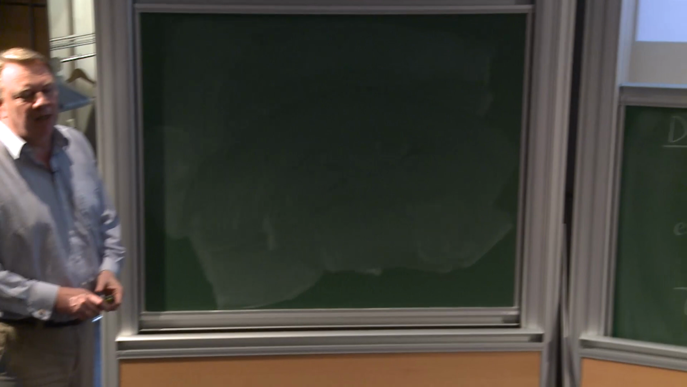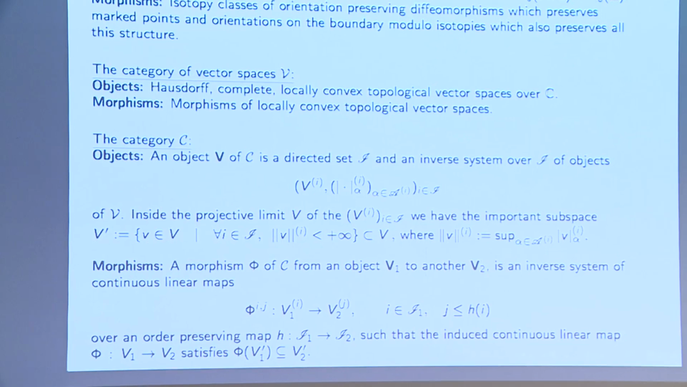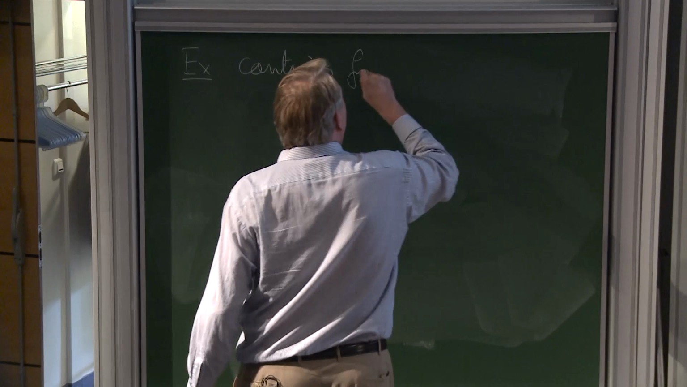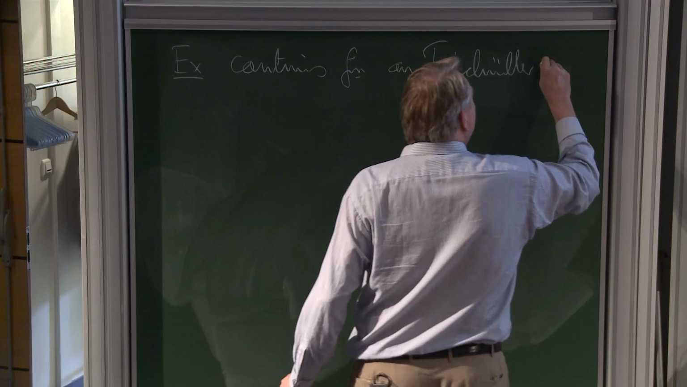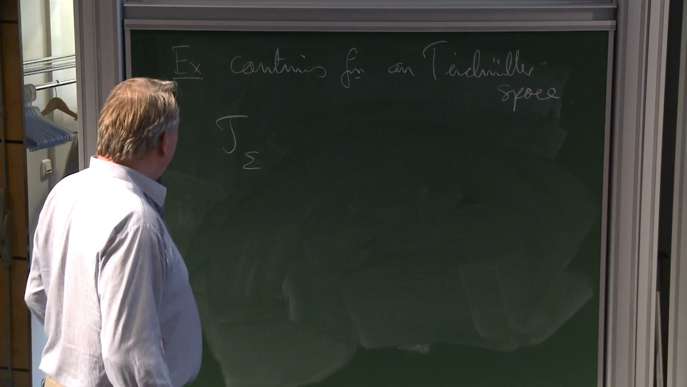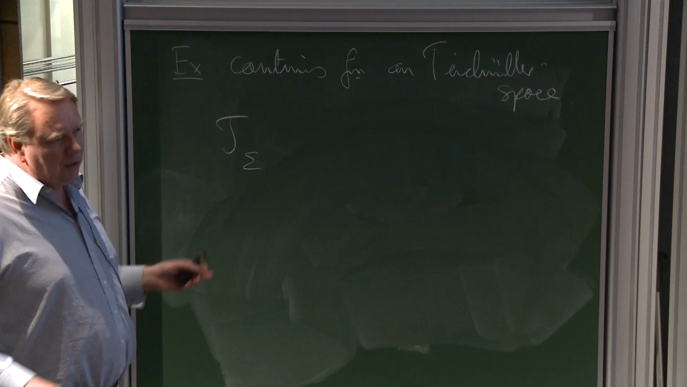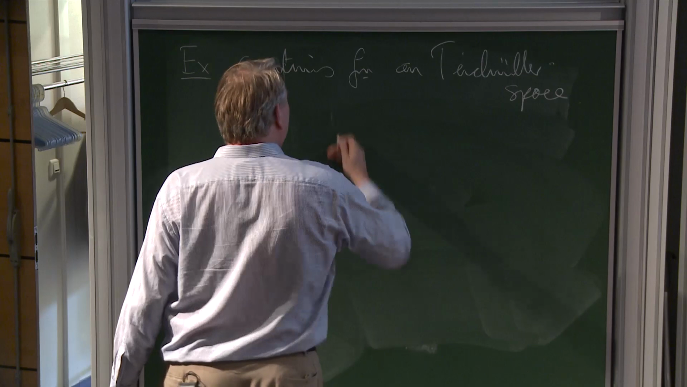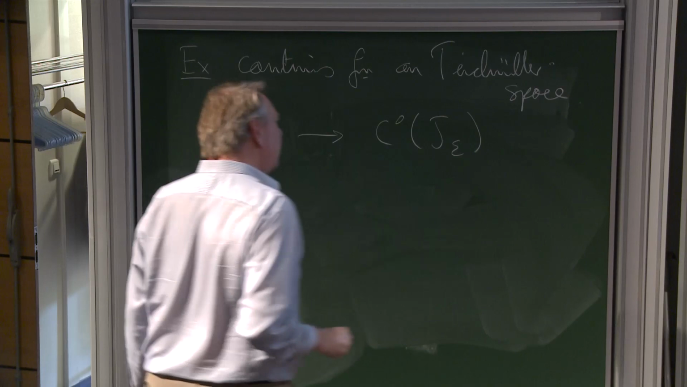Let me just preempt the example of Teichmüller space, the example of continuous functions on Teichmüller spaces. I'm also going to introduce precisely which Teichmüller space I want in a second. But for now, just think of Teichmüller space with metrics that are hyperbolic on a surface with boundaries, such that the boundaries are geodesics. Then the vector space I just want to consider is the one that we saw before, that's just continuous functions on this Teichmüller space.